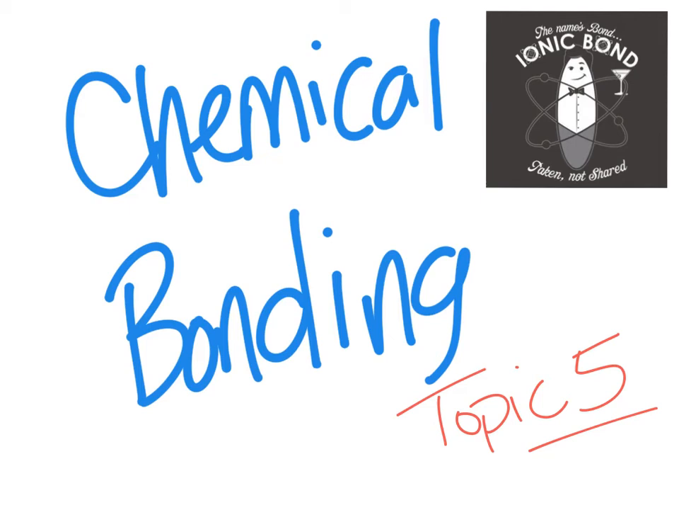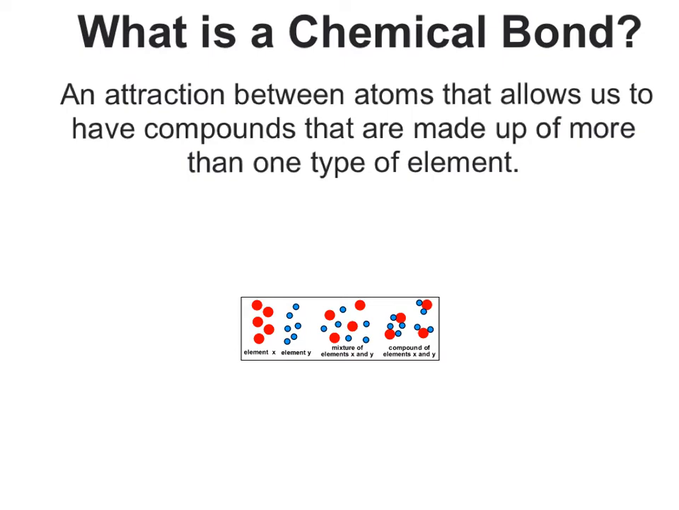So this video will cover the first half of chemical bonding, topic 5, looking specifically at ionic and molecular bonds. So we'll start off talking about what a chemical bond is. And all a chemical bond is, is an attraction between atoms that allows us to have compounds that are made up of more than one type of element.